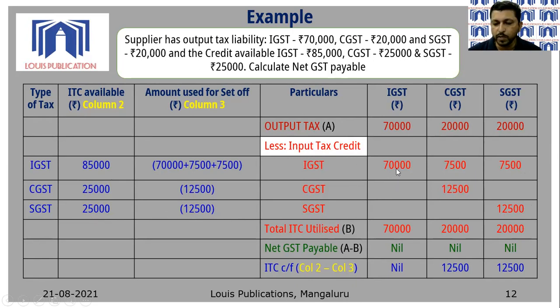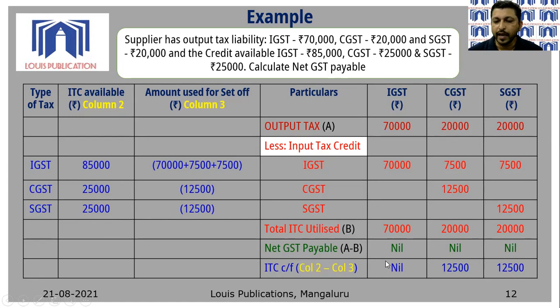So if I take the column B, 70,000, this is B. Total input tax credit used for CGST is 20,000 and for SGST is 20,000. So A minus B, 70,000 minus 70,000 is nil. 20,000 minus 20,000 is nil. 20,000 minus 20,000 is nil. So net GST payable is nil in all three kinds of taxes. Now, as far as carried forward input tax credit is concerned, out of 25,000, we have utilized only 12,500. So 12,500 CGST credit will be carried forward. Similarly, SGST credit: out of 25,000 credit available, only 12,500 is utilized. So only 12,500 will be carried forward as far as SGST credit is concerned.